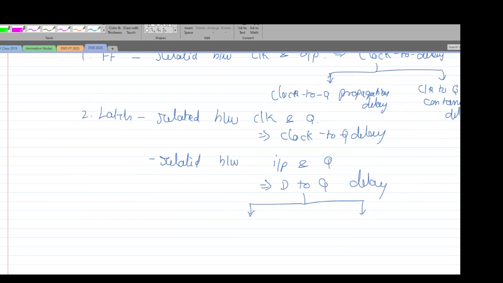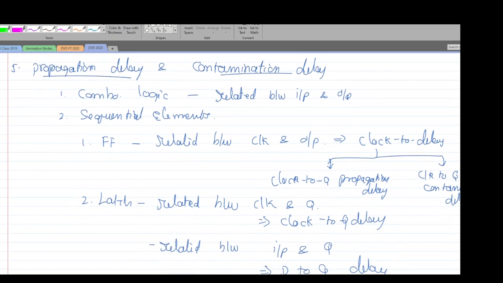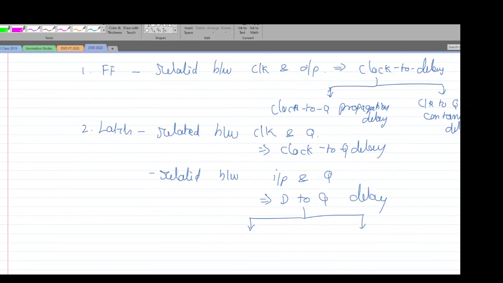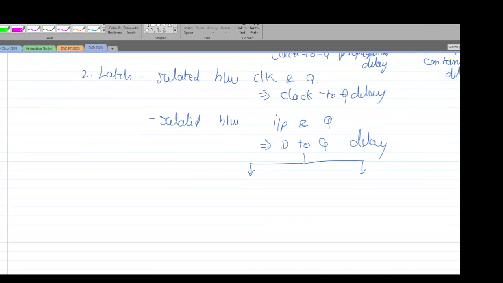Probably my words might not reach you properly, so I will try to reflect the same phenomena with some timing diagrams. Let me begin with the combo logic here.